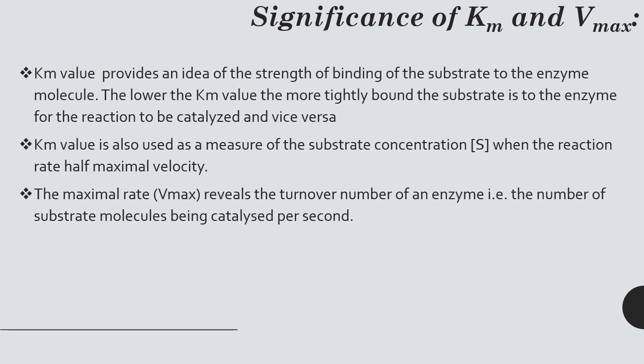Now these are the significance of Km and Vmax. Km value is used as a measure of an enzyme's affinity for its substrate. The lower the Km value, the higher the enzyme's affinity for the substrate and vice versa. Km is the concentration of substrate at which half the active sites are filled. It provides a measure of the substrate concentration required for significant catalysis to occur. Whereas Vmax reveals the turnover number of an enzyme. Turnover number is the number of substrate molecules converted into product by an enzyme molecule in a unit time when the enzyme is fully saturated with substrate.